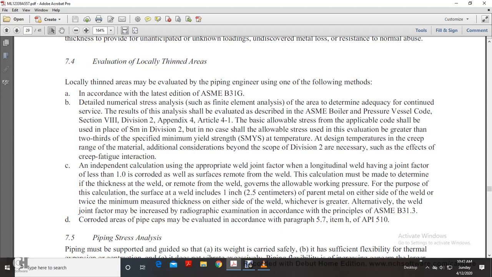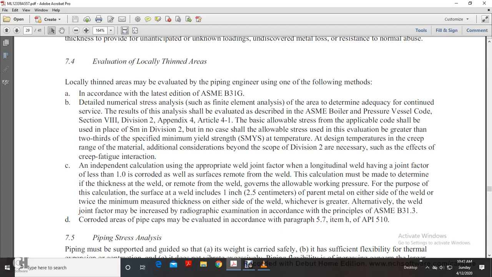Maximum allowable stress of the applicable code should be used in place of the SM in Division 2, and no class of the allowable stress used in the evaluation should be greater than 2/3 of the specified minimum yield strength at the design temperature. At temperatures in the creep range of the material, additional consideration beyond the scope of Division 2 is necessary, such as effects for the creep fatigue interaction.